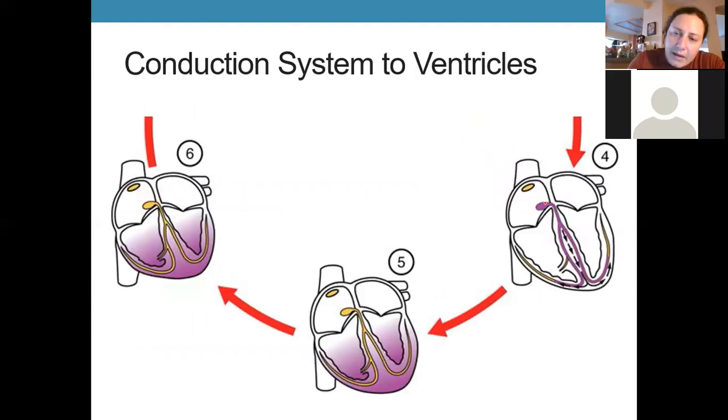So here we have the AV node depolarizing down the bundle branches, down the septum to the apex, and then up the left and right side by the Purkinje fibers. So we contract from here upwards, and that'll send the blood out to the lungs from the right side and the body from the left side.